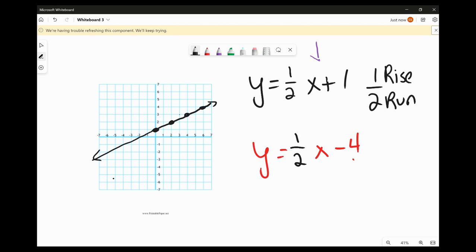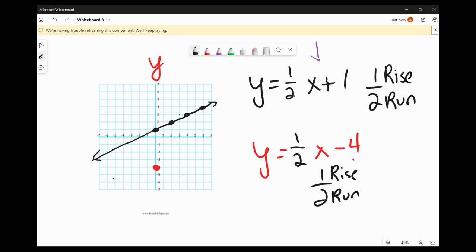And now I'm going to look at the red line, y equals 1/2 x minus 4. Again, the y-intercept is my lonely guy, or the guy that's by himself. And I'm going to put that down here at -4, because this is the y-axis. And then I'm going to identify the slope, which is being multiplied by the x. So again, my slope is 1/2. And I'm going to do rise over run.